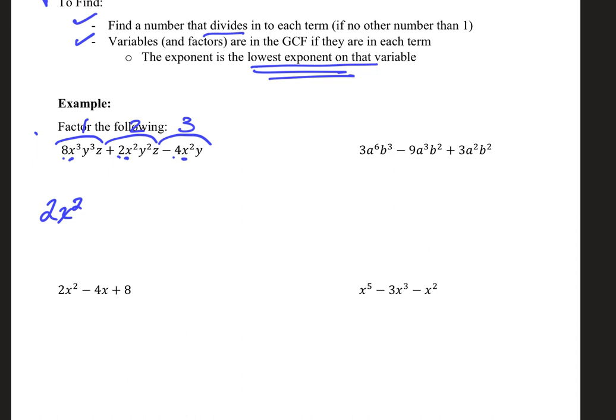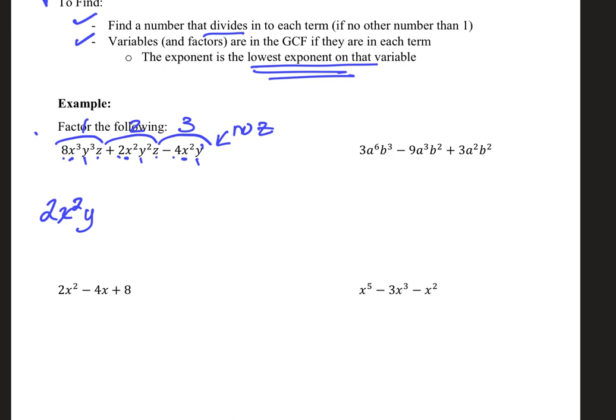Then we find the next letter. Y is here, here, and here. So y is in all three terms. So we put a y and we look at the exponent. It's got a 3, a 2, and a 1. So y to the first, or just plain old y. Then we find there's another variable. So z, no z here. If there's no z, then z is not in the GCF. It's got to be in all three or all four or all two, however many terms there are.